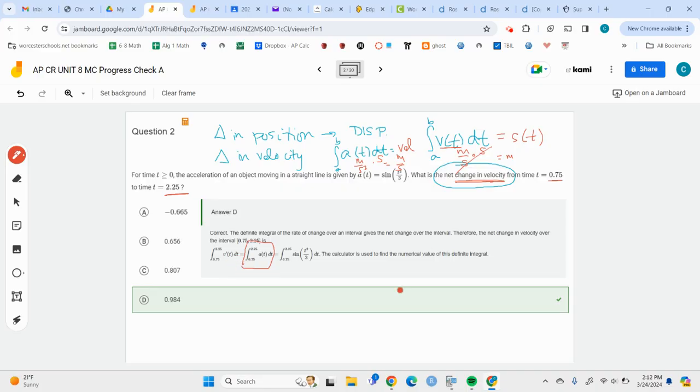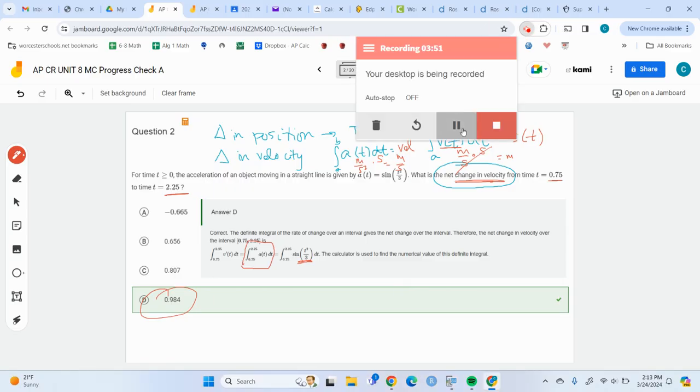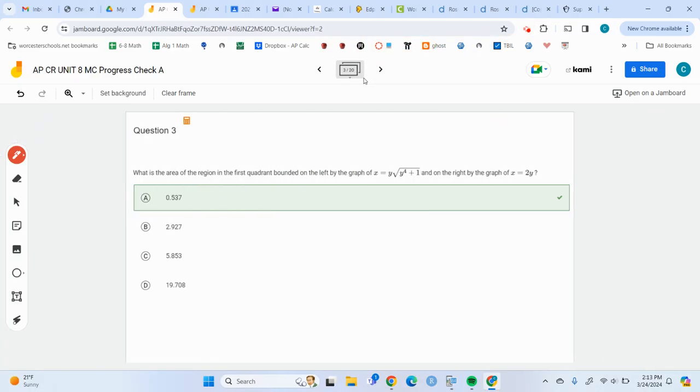All right, and so they're just putting the velocity function right here. And if you type that into your calculator, you should get 0.984. I'm going to plug my laptop in. Give me one sec. All right, number 3.